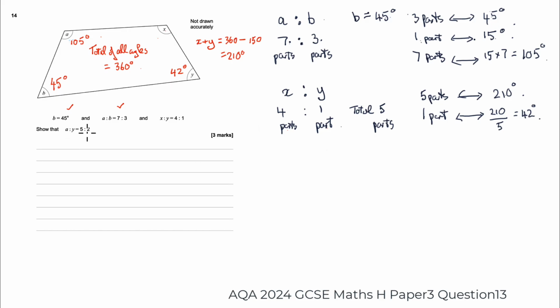So A to Y is 5 to 2, we have to show. A to Y is 105 to 42. Now if we look at this, we can divide both of these by 21. The hint is that it can be reduced to 5 to 2. So if we want 2 there, we'd need to divide by 21. And you check this in your calculator, that when you divide both of these by 21, you're going to end up with 5 to 2.